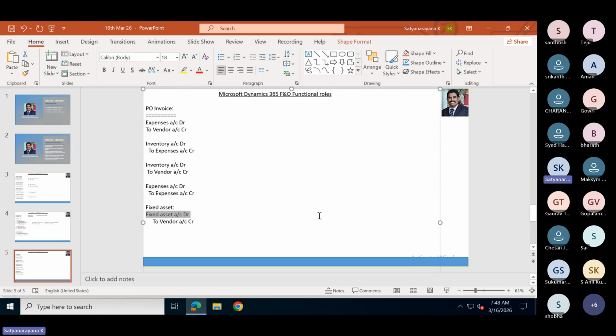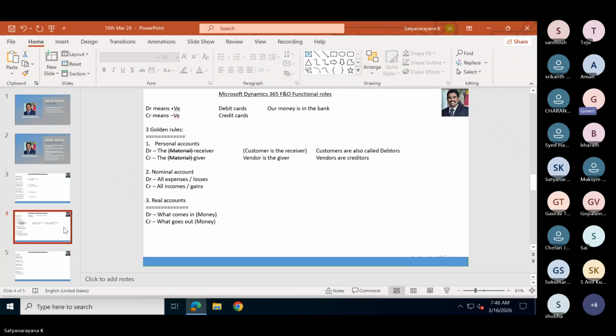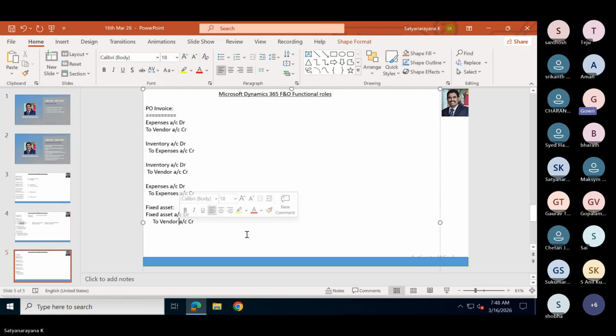Yeah, proceed now. I need the classification of, so when you are able to clearly tell that real account, personal account, nominal account, here you are telling that a vendor is a personal account, right? The next slide. Yes. What is the classification for fixed asset now?